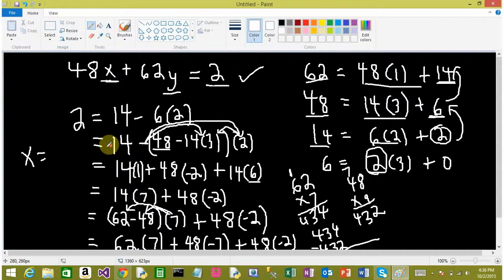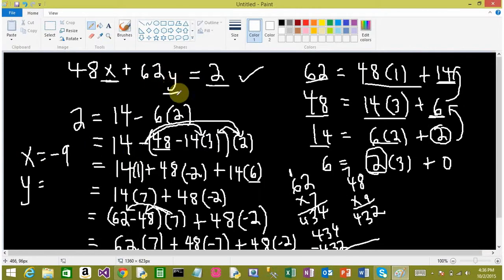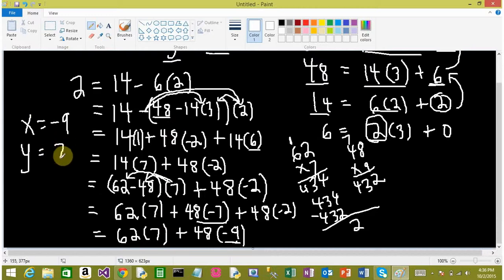And so the x actually goes with the 48 here, so we have x equals negative 9, and then y equals, with 62, that's going to be 7, right? So y equals 7. So we found 2 integer solutions. X is negative 9, y equals 7. But are those solutions unique? And, you know, the answer is no. Actually, you can find many more, infinitely many solutions.